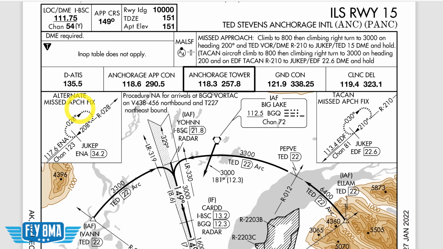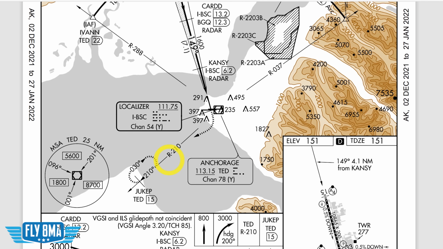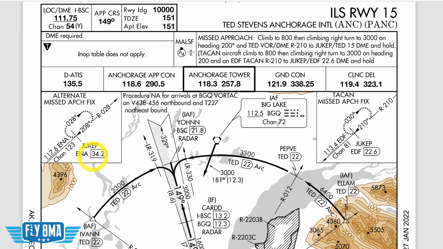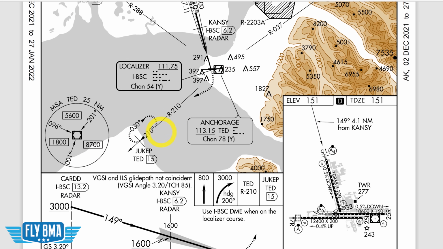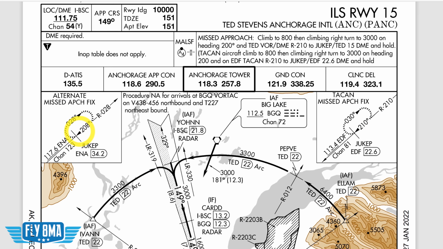We can see we have a missed approach alternate fix. So basically still JUKIP, still the exact same thing, except this time we're identifying it off of the Kenai VOR, so ENA VOR frequency 117.6 rather than TED 113.15, and it's going to be 34.2 miles from Kenai on that radial 028 coming off of Kenai compared to the 210 radial coming off the TED VOR. So same exact missed approach, really, just a different way to identify it in case perhaps the TED VOR is out of service. This TACAN missed approach fix is not going to apply to us because we're not a TACAN airplane, just like we said we weren't.